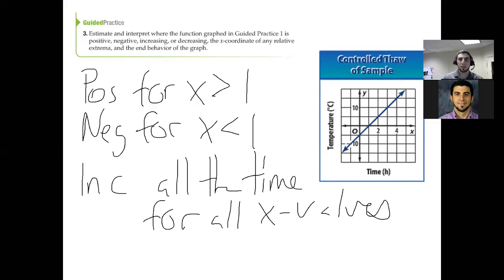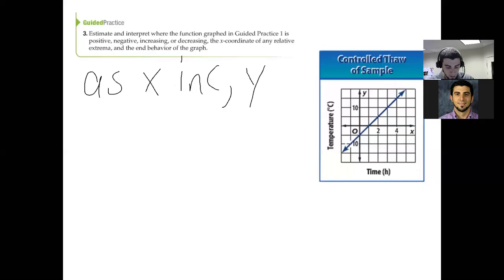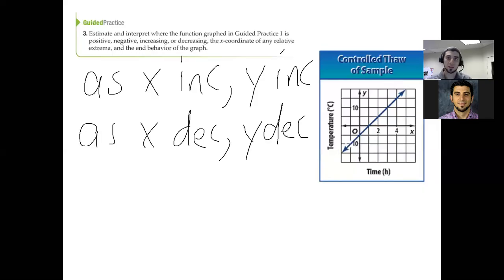What does that mean? That means that when they took the object out and set it out to thaw, the temperature of the object was continuously increasing, right? So there are no relative extrema in this function because there are no high points or low points. The end behavior of the graph. So as x increases, y increases. As x decreases, y decreases. Another way to say that, as you move to the right the graph goes up, and as you move to the left the graph goes down.